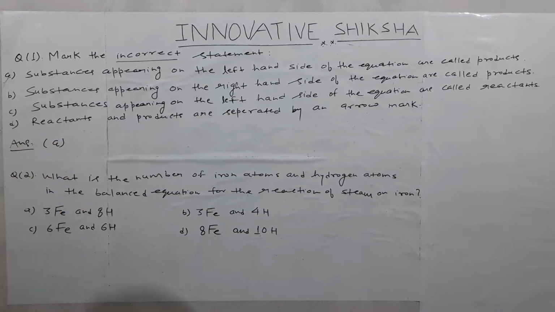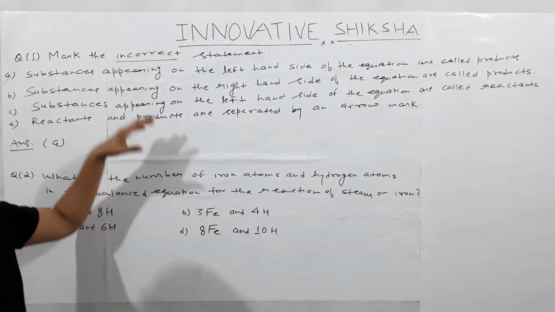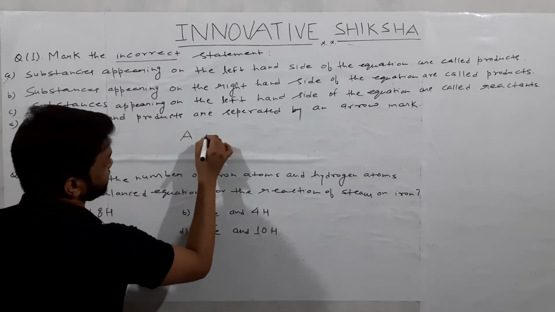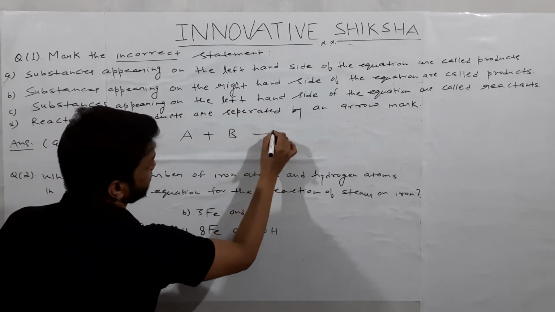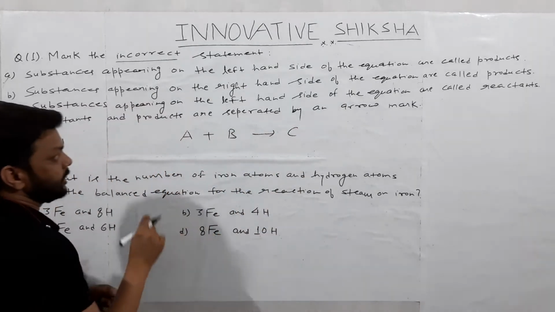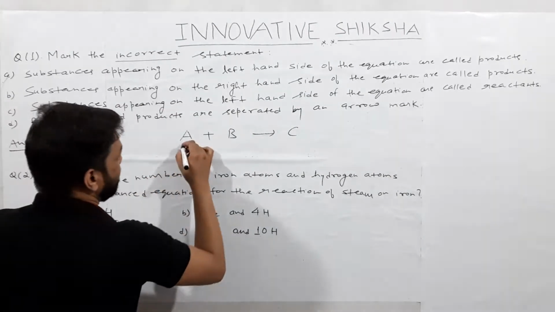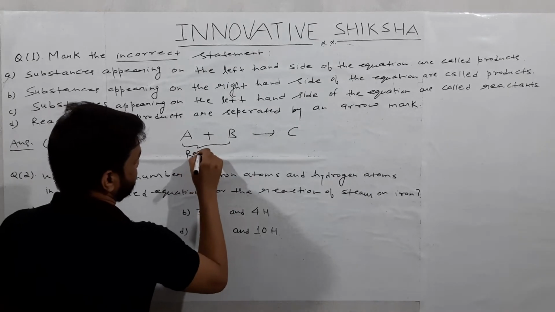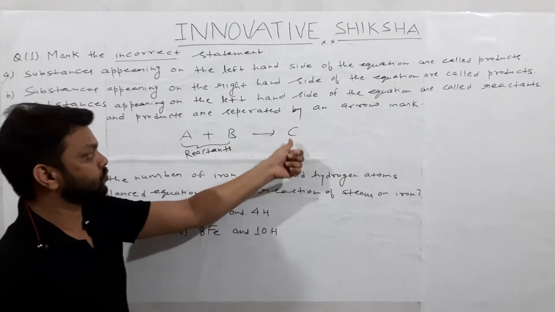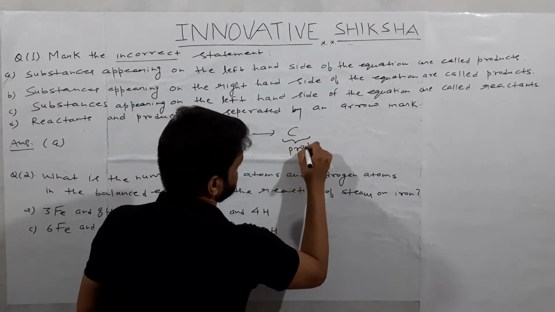Let us try to understand this basic concept, and then you will feel very comfortable solving this particular question. Let us suppose we have two substances A and B which react and form another substance C. Here those substances which take part in the reaction, that is A and B, are called reactants. And finally the substance which is formed after the reaction is called the product.